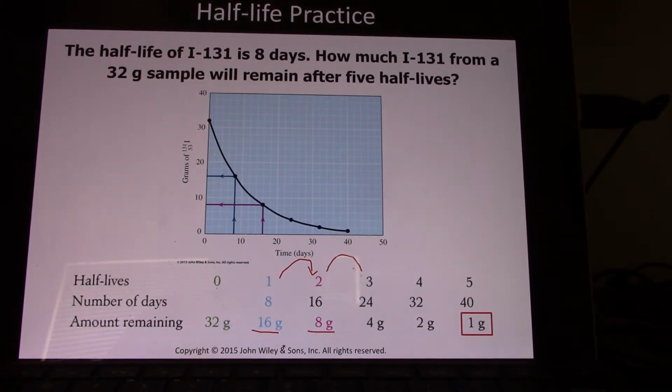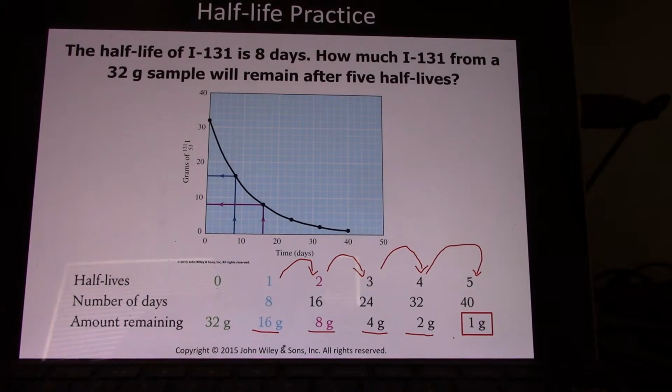After another half-life, I use up half of what I had. I have 4 grams left. After another half-life, I use up half of what I had. I have 2 grams left. After a 5th half-life, I have 1 gram left. If I had a 6th one, I would have half a gram.